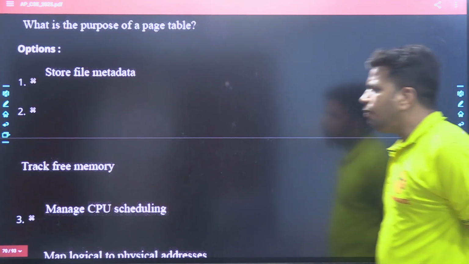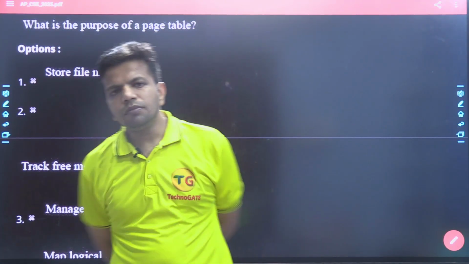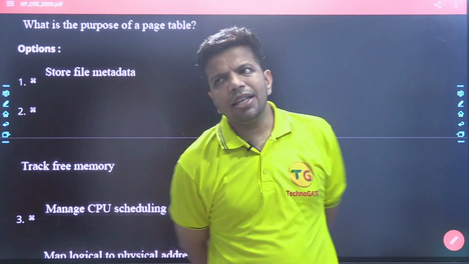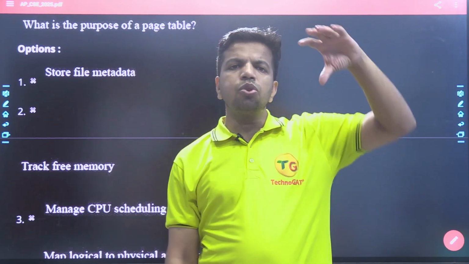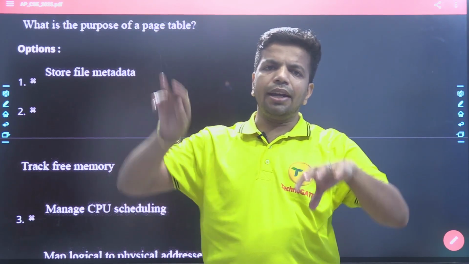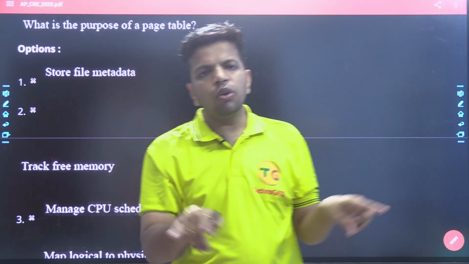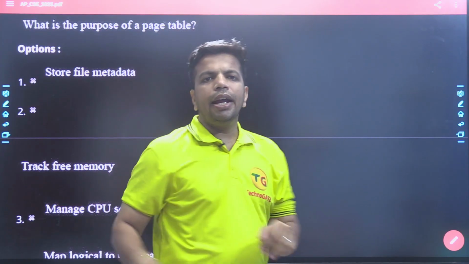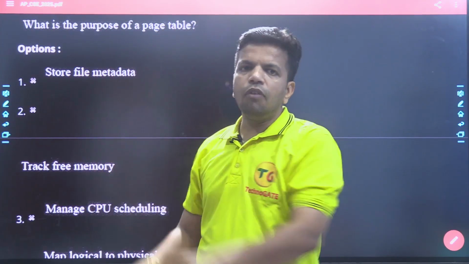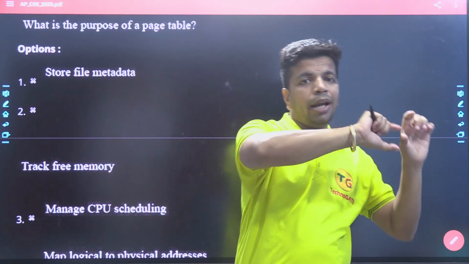What is the purpose of a page table? A page table is used to convert the logical address to the physical address. Our program is divided into a number of pages and our main memory is divided into a number of frames. Now we need to store each page into a frame.